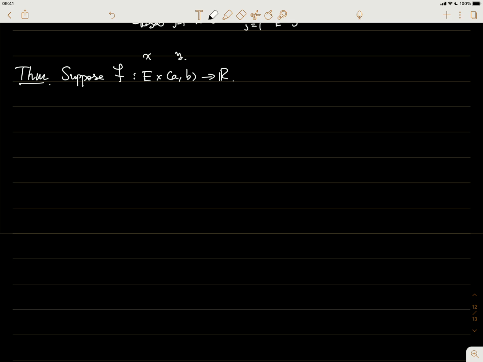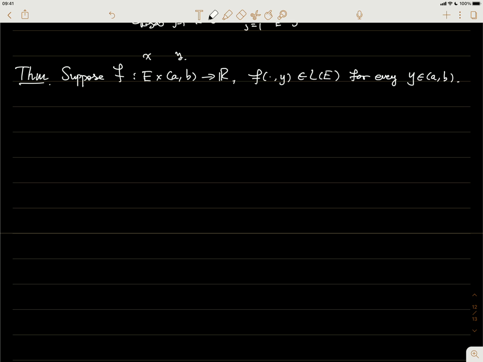Okay, now for every fixed y, the function f(x, y) is integrable on E. So when I write this, it means that y is fixed, and then we can treat this as a function of x. And it's measurable, it's integrable over E for every y in the interval (a, b).